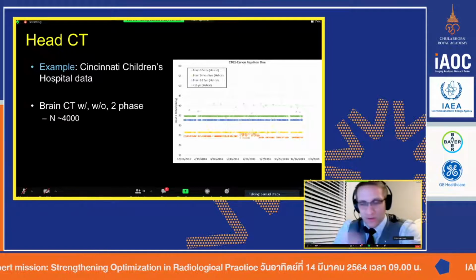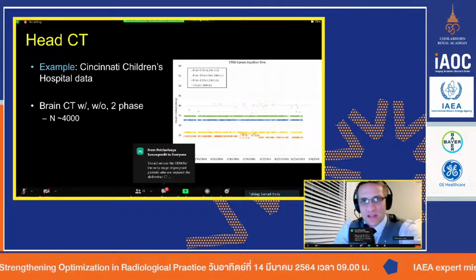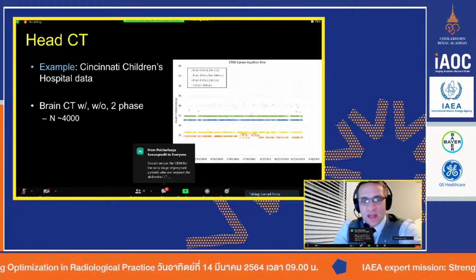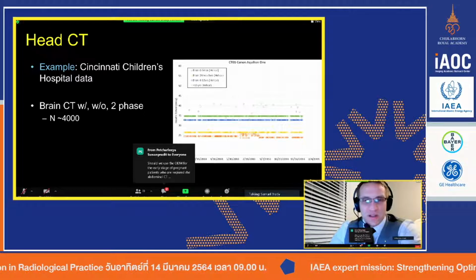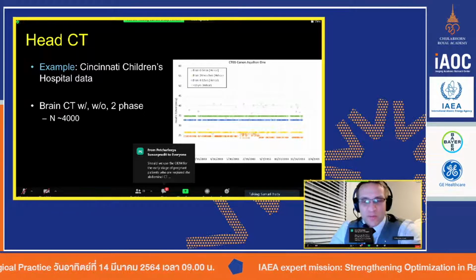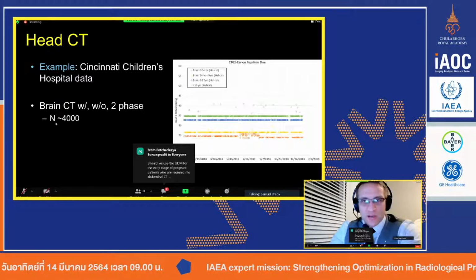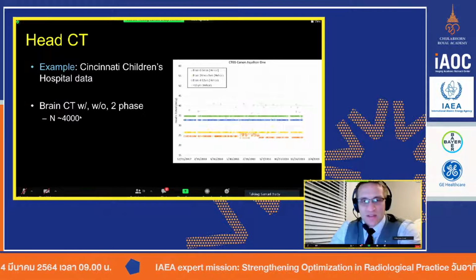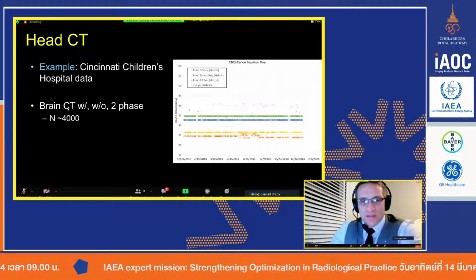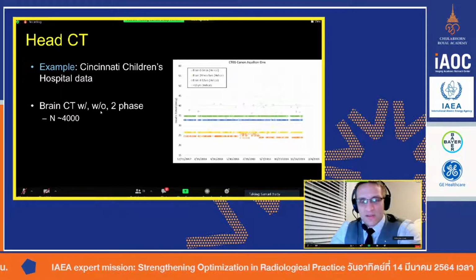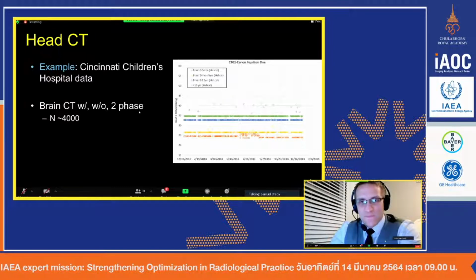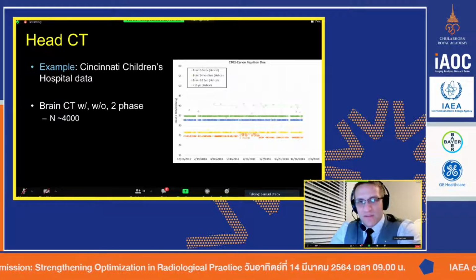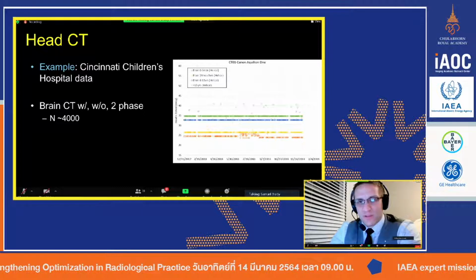The first example, of course, is my data from Cincinnati Children's. What you're going to see here is that over 2 years, I looked at about 4,000 scans, brain CTs with and without, so 2-phase CTs. As I mentioned, we actually have 5 age groups now, but previously we only had 4.